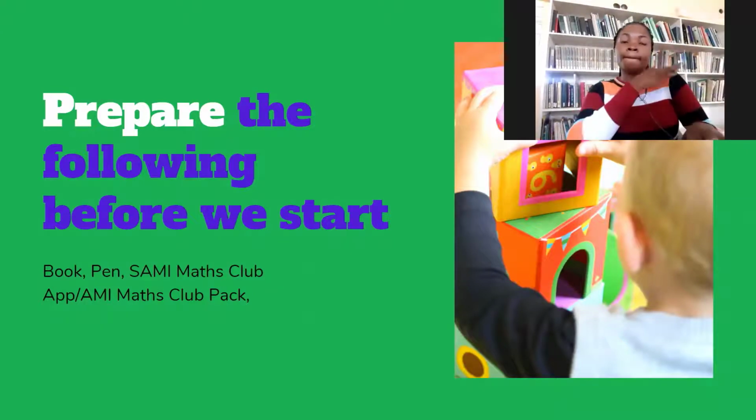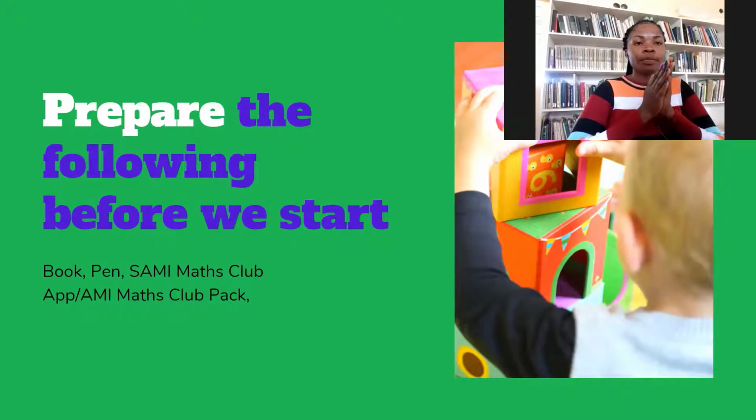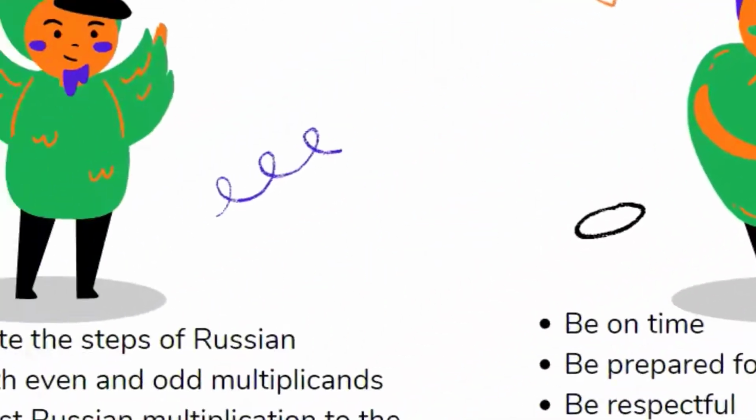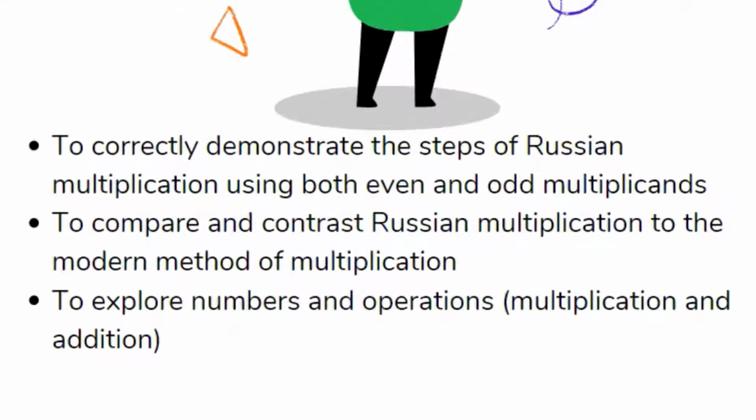Before we begin our session, could you please ensure that you have a book, a pen, and also your Math Club Pack. The objectives of this session are as follows. Number 1, to correctly demonstrate the steps of Russian multiplication using both even and odd multiplicands. Number 2, to compare and contrast Russian multiplication to the modern method of multiplication. Objective number 3, to explore numbers and operations, that's multiplication and addition.